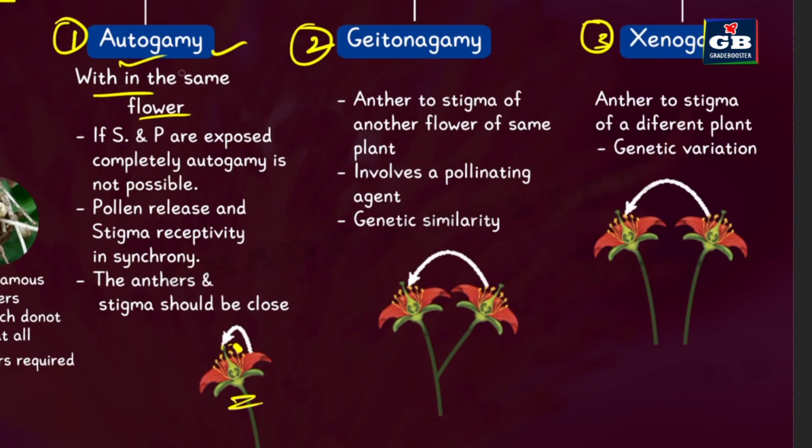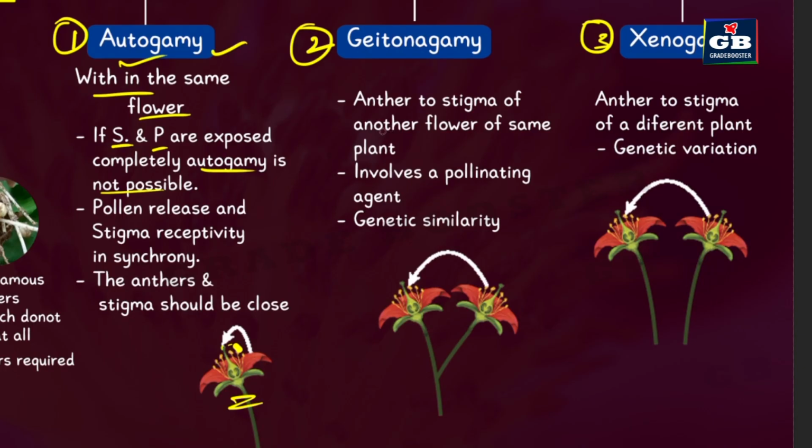So here, for this autogamy, certain conditions are required. Only then is autogamy possible. Otherwise, autogamy is not possible. See, if stamens and pistils are exposed completely, then autogamy is not possible. That means the air can carry some pollen from other flowers, or insects may carry the pollen from other flowers. So autogamy is not possible.